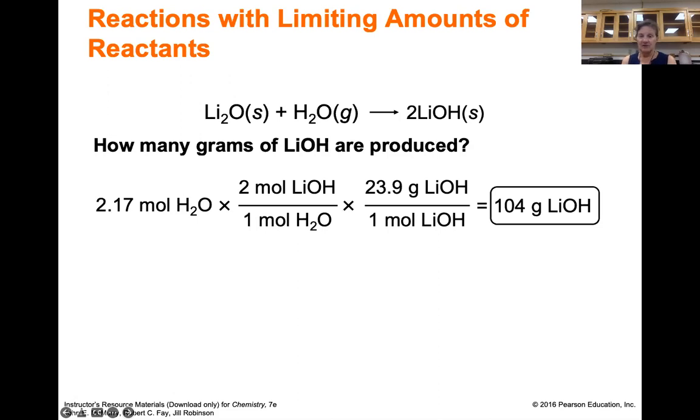How many grams of lithium oxide are produced? So if we can make 2.17 moles of water, you make 2 moles of lithium oxide for 1 mole of water. Then we have the formula mass of lithium oxide of 23.9. So that's 1 lithium plus 1 oxygen plus 1 hydrogen. So 23.9 grams per mole. And if we do that math, we get 104 grams of lithium oxide.